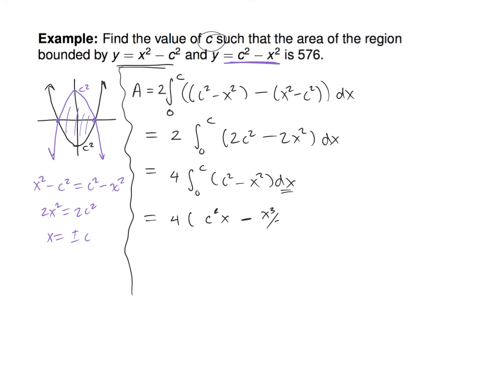Minus x cubed over 3. Okay, and then plug in your stuff. You get 4 times c cubed minus c cubed over 3. Do you agree with that? So that's like a whole c cubed minus a third of a c cubed, which is how many c cubes? 2/3? Do you buy that? Okay, so 4 times 2/3 c cubed is 8/3 c cubed.